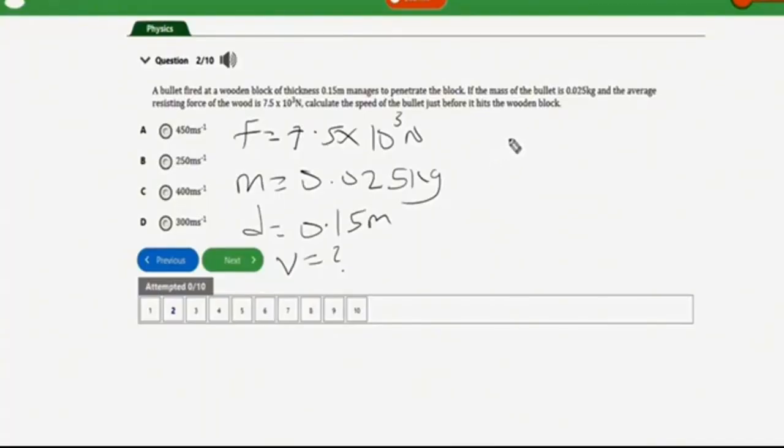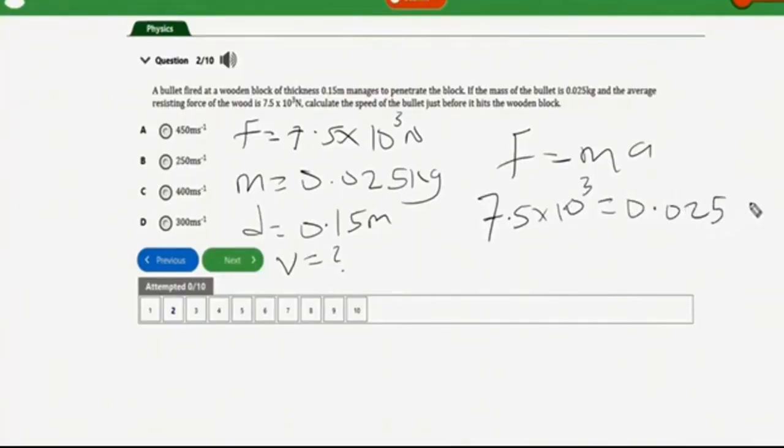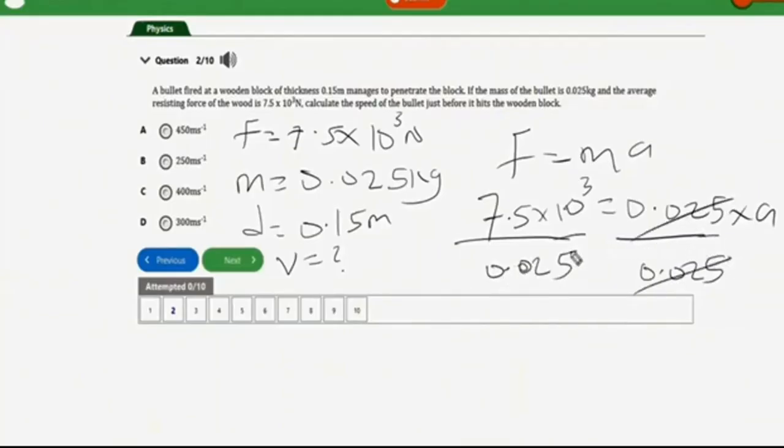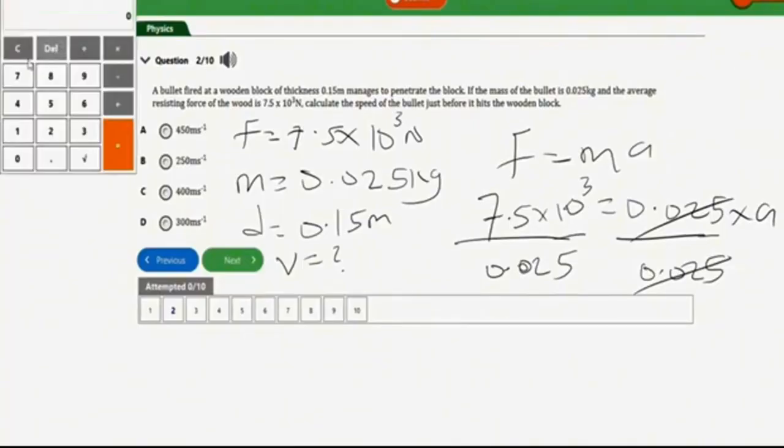From acceleration we can apply one of the equations of motion to finish this question. Now remember, force is ma, mass times acceleration. So let's input the values. 7.5 times 10 to the power 3 equals our mass, 0.025, times a. To make a the subject of the formula, divide both sides by 0.025, so this will cancel this. Our acceleration will now be, let's punch this on the calculator.